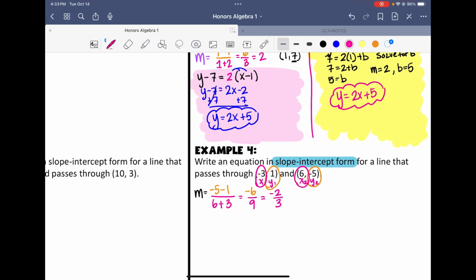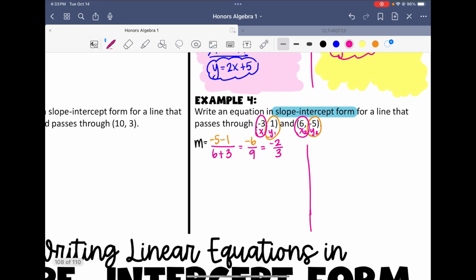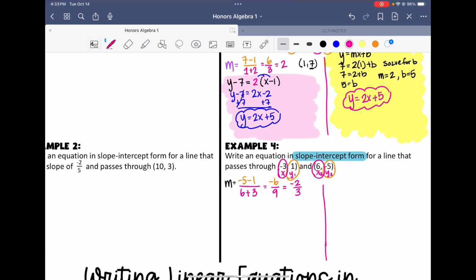So our slope is negative 2/3. All right, I'm going to let you choose. If you want to go the pink path, you can do the pink path of the point-slope form, or you can do the yellow path. You choose, and we should both get the same answer when we're done. So you guys do that, and we'll come back and double check.